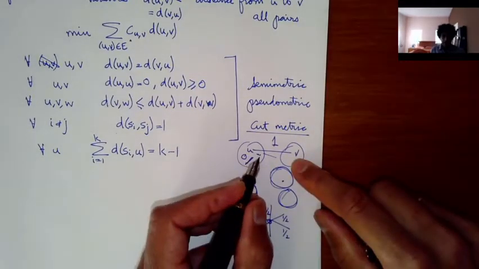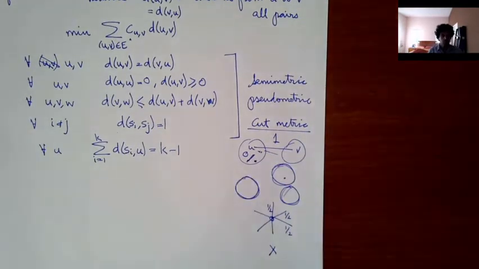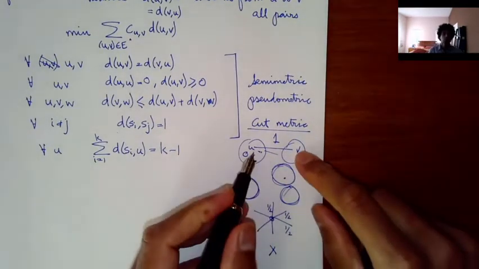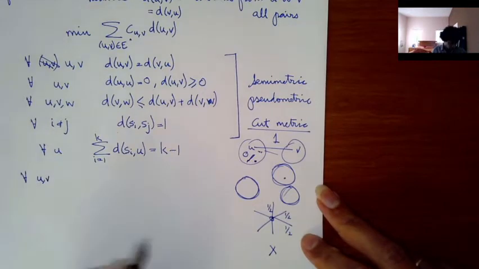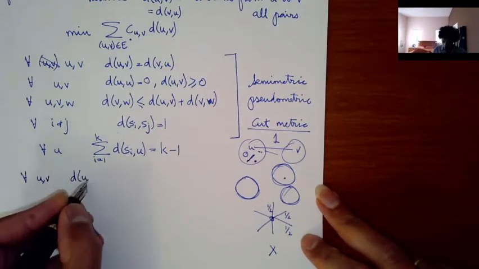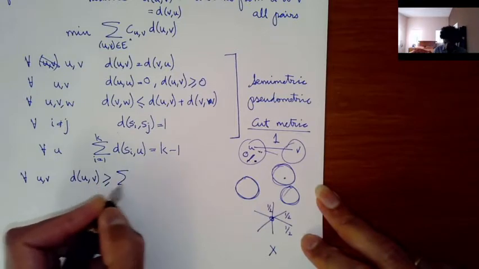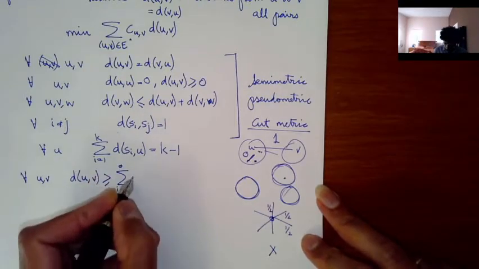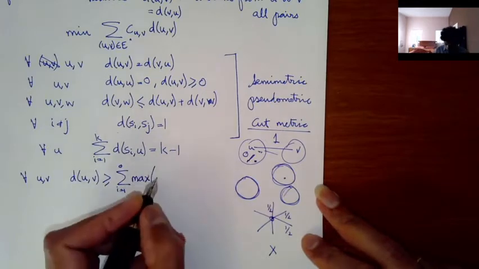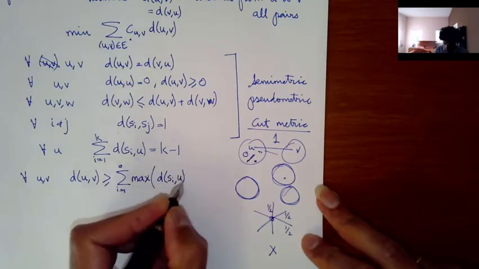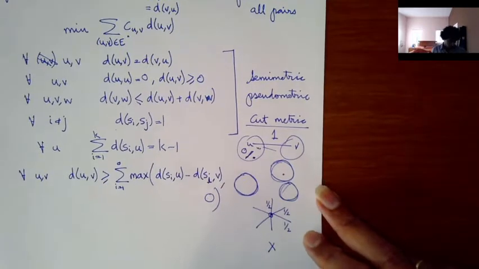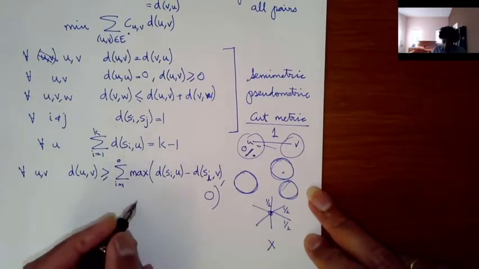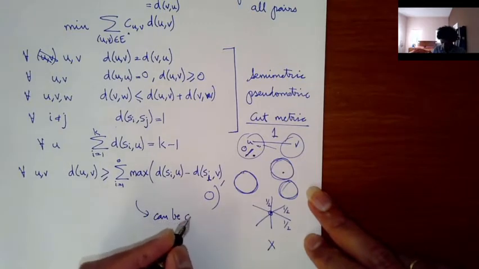Secondly, what we would like is for the metric to make the distances between vertices as large as possible, like those that are in different clusters. So we'll add an extra condition that for all vertices u, v, the distance between u and v is greater than or equal to the summation of i going from 1 to k of the max of the distance of s_i to u minus the distance of s_i to v, comma 0. This is not a linear constraint, but it can be converted into linear constraints.